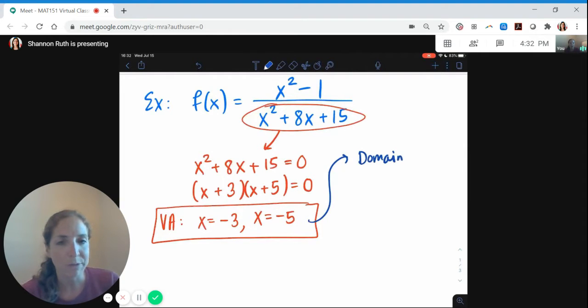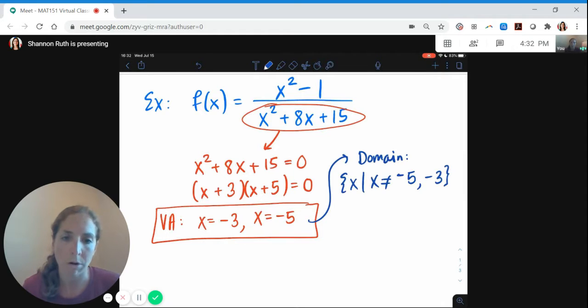Still giving those 2 options for writing domain. I don't know what everybody's favorite is, so I just keep using both. But we can say either all x are good, such that x does not equal, I'll put the -5 first and then the -3. It's nice to put those in numerical order. So -5 is less than -3.